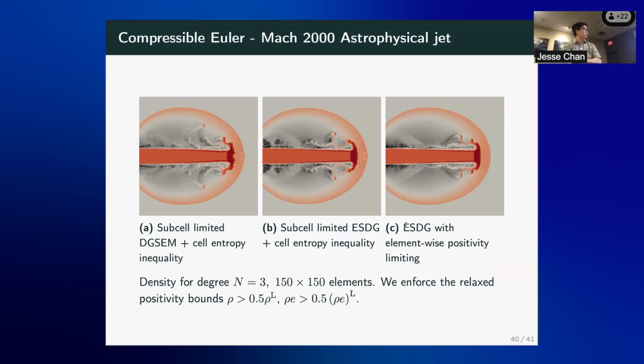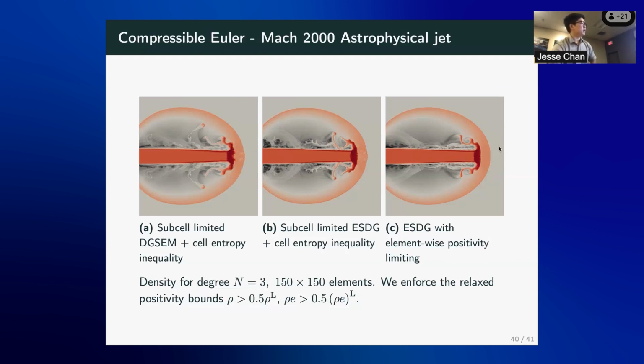And then finally, to show you a little bit of how this behaves for a more challenging problem, here's a Mach 2000 astrophysical jet. Here's standard DG-SEM with the cell entropy inequality and positivity. We can also replace standard DG-SEM with ESDG. We can use an entropy stable DG method as our baseline scheme. And then here's our old method where we use element-wise blending for positivity. You can see on these two, when we enforce the cell entropy inequality, you get lots more nice vortical features, but you also get a little bit of this carbuncle effect at the tip of the shock.